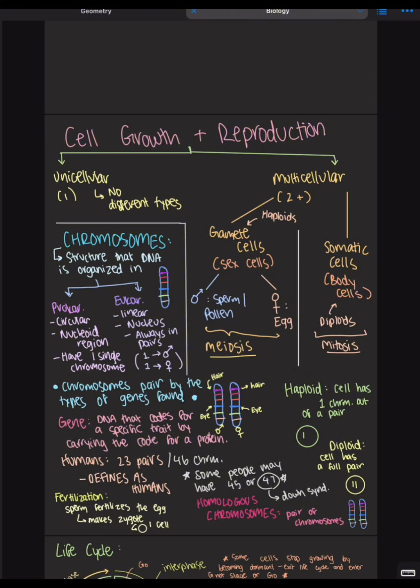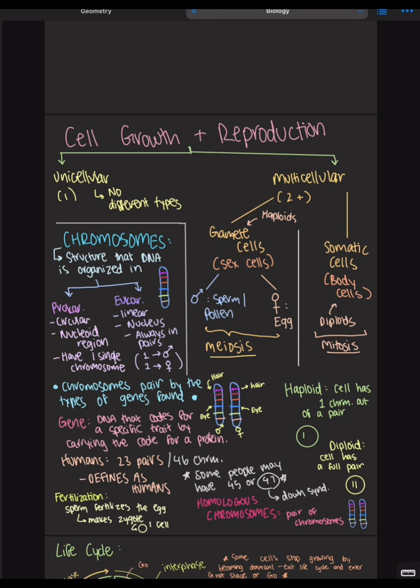And depending on how many pairs a eukaryotic cell has, that's what defines that species. For example, what defines us as humans is having 23 pairs or 46 chromosomes in total. So us humans, we have 23 pairs of chromosomes.